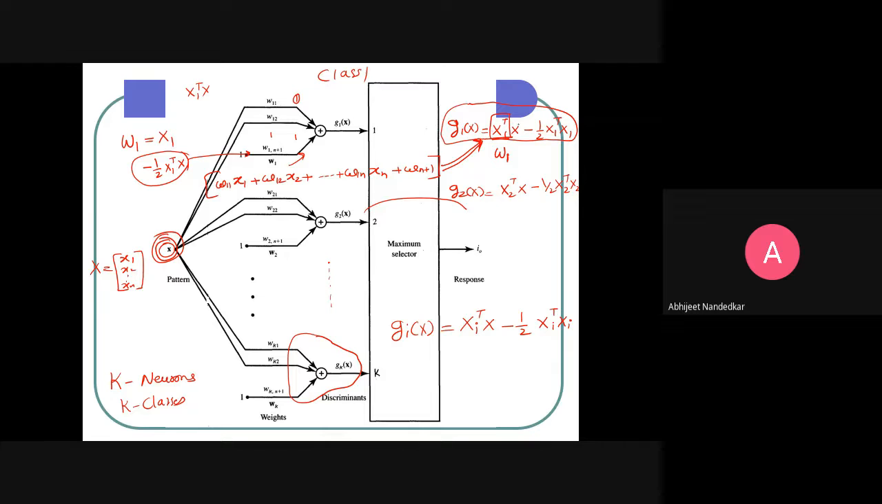So the first portion of your G1(x) will be here, and the second portion, minus half x1 transpose x1, will be implemented here. So this will be equal to minus half x1 transpose x1, and the first part is equal to x1. Similarly, this will be the x2 prototype placed here directly.